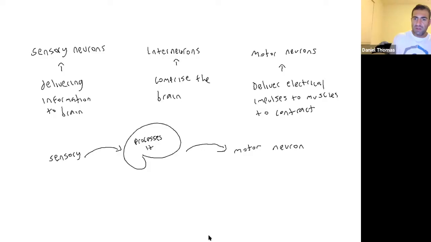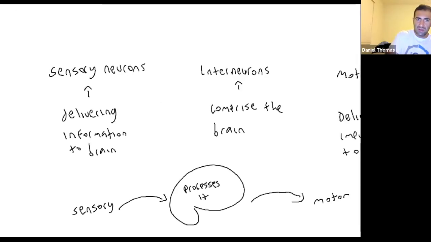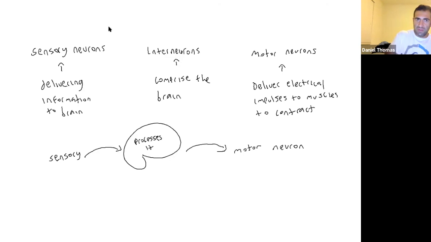All right, so now we're going to talk about the parts of a motor neuron. Sorry for that brief pause there. So now we're going to talk about the parts of a motor neuron. All right, so the first thing that we're going to talk about is, let me draw neurons first.